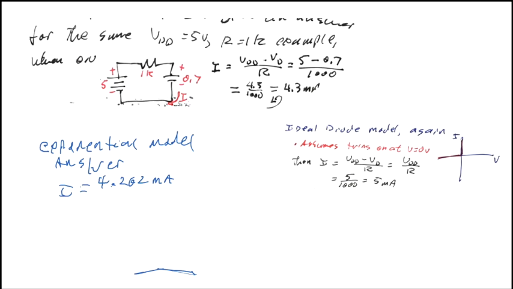So 4.262 milliamps is pretty similar to 4.3 milliamps. It's remarkably close. In fact, that's something like a 1% error, as opposed to more like a 10% error between these two. So just putting 0.7 volts in for the drop of the diode and solving it, you come pretty close to the right answer. It's amazing.